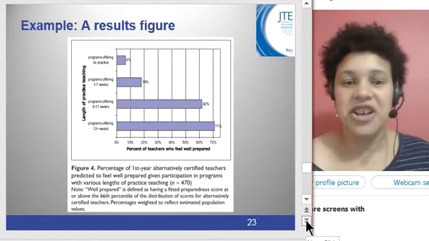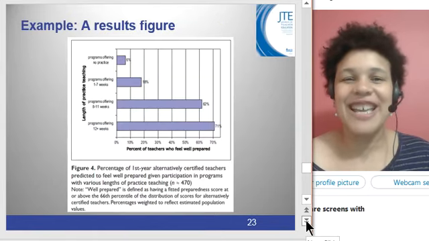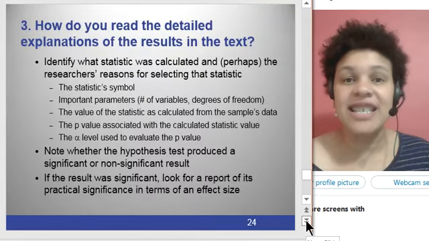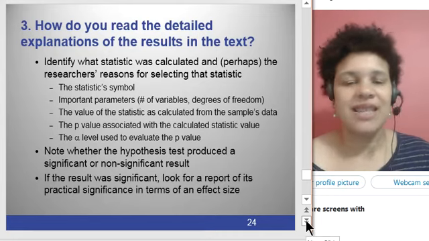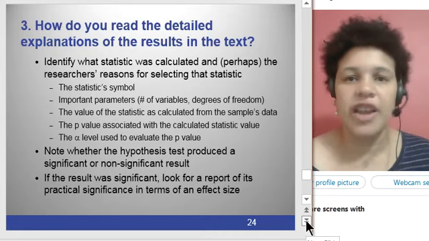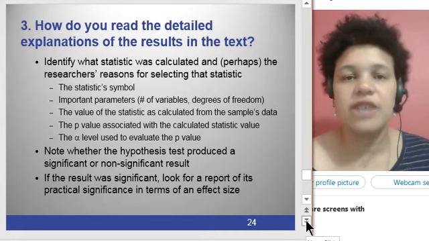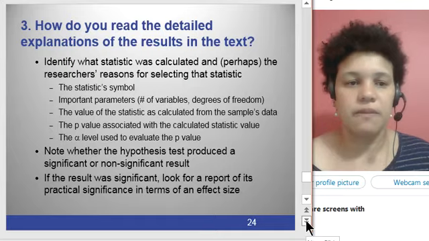Uh-oh, baby's starting to fuss. So let me move this along. If the result is statistically significant, I can draw conclusions that there was a difference. If the result was not statistically significant, I cannot draw that conclusion that there would be a difference in the population.